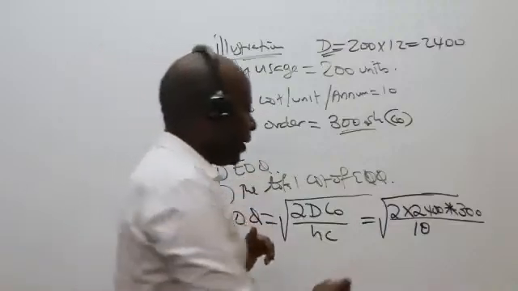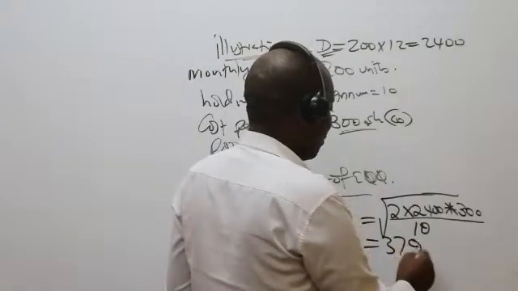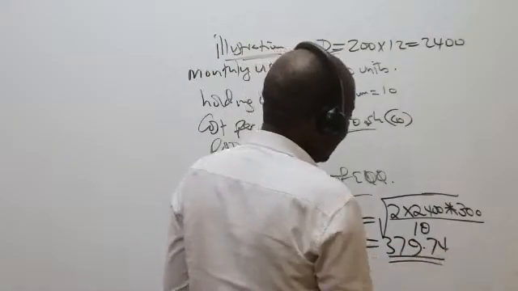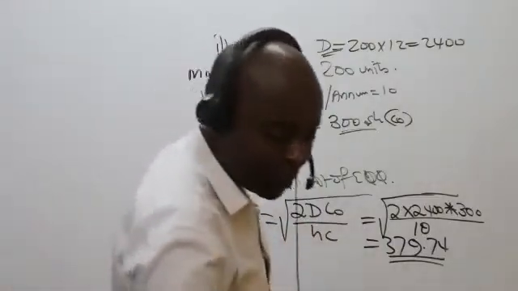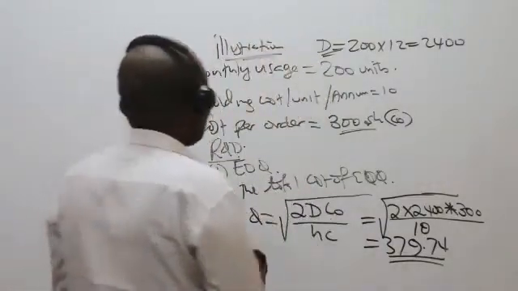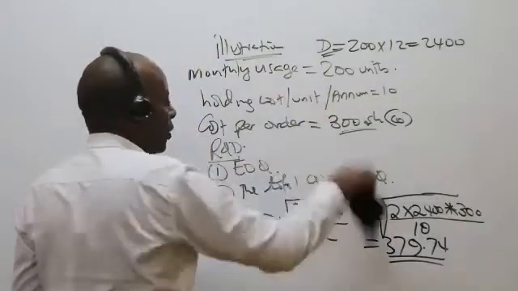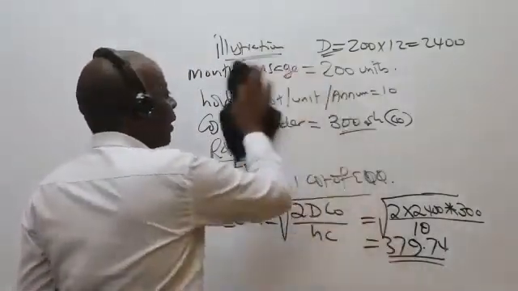Patricia is confirming 379.74. There is no problem. Please write it in decimal form. So, ladies and gentlemen, there we are. How about the total cost of this arrangement? Total cost of acquiring this quantity.